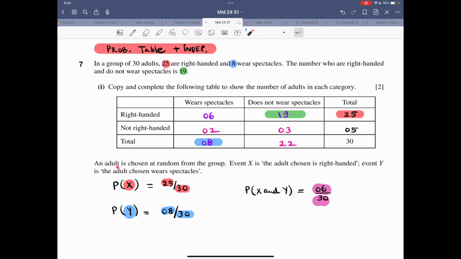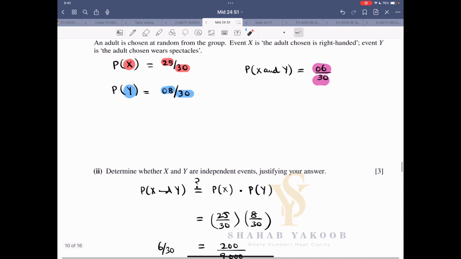An adult is chosen at random from the group. That means the denominator is 30. Event X, the adult chosen is right-handed. How many right-handed are there? 25. So probability of X, 25 over 30. No need to reduce it. And then event Y, the adult chosen wears spectacles. How many people wear spectacles? 8. So 8 over 30. That's probability of Y. Now it's saying determine whether X and Y are independent, justifying your answer.